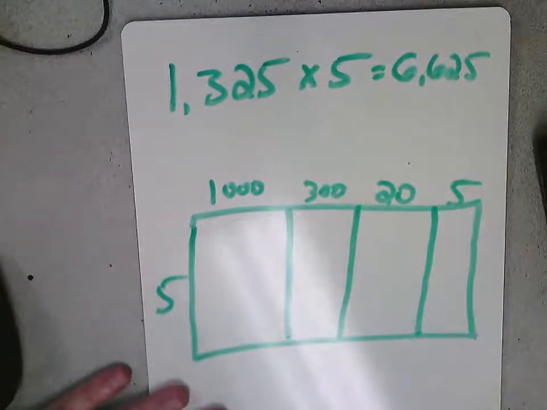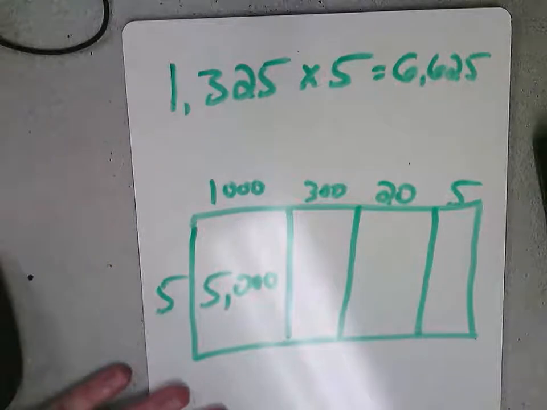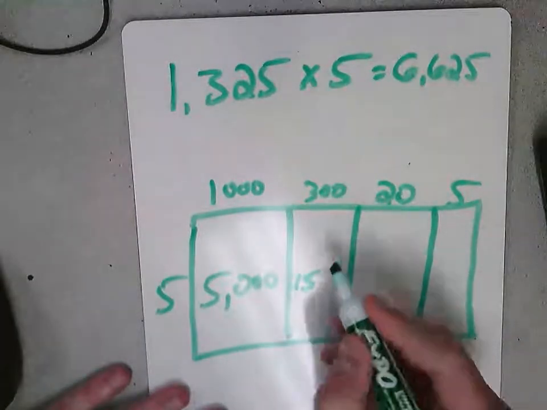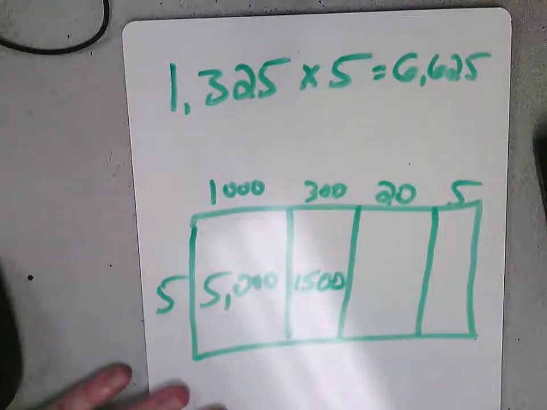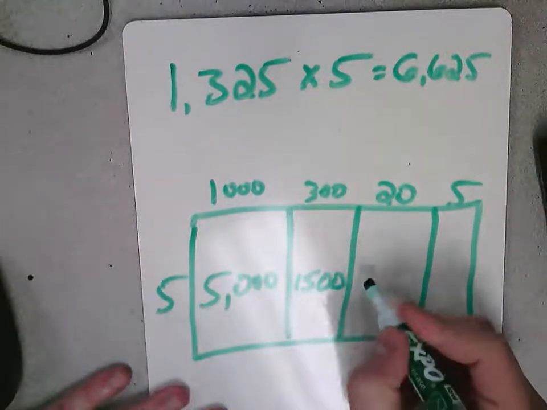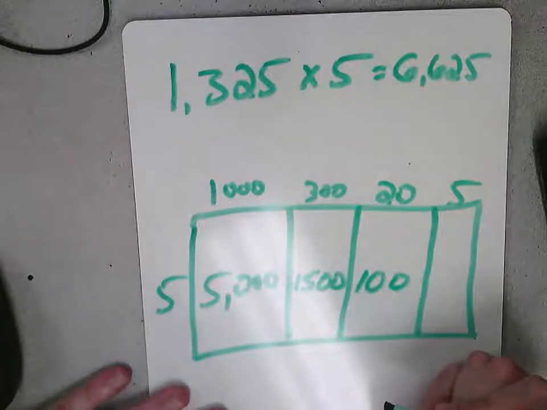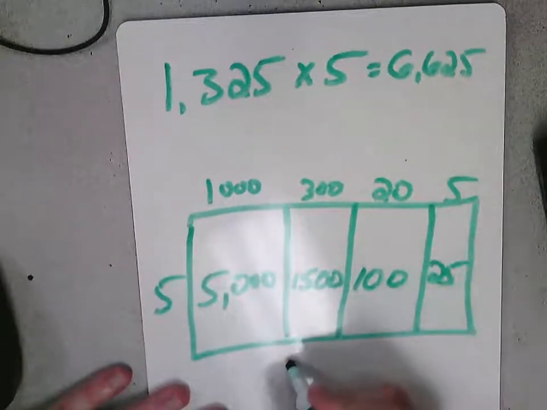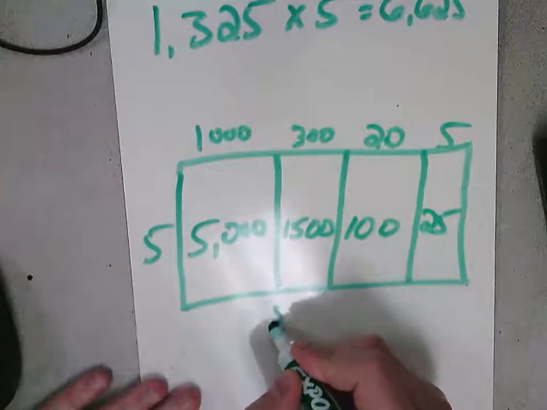So 5 times 1,000, well, 5 thousands is 5,000. 5 times 300, well, 5 times 3 is 15. 5 times 3 hundreds is 15 hundreds, or 1,500. 5 times 2 is 10. 5 times 2 tens is 100. 5 times 20, right? 5 times 5 is 25. And now we add these up. So we should get 6,625 if we did this correctly.